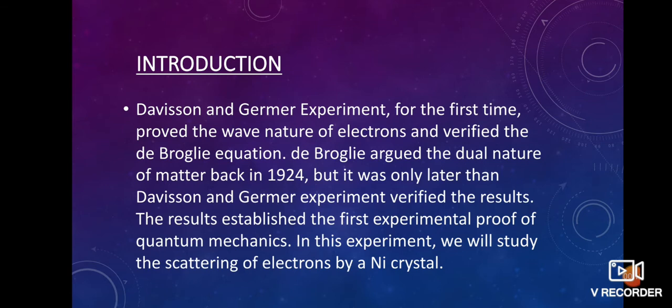So, firstly, I'll give you a brief introduction about this topic. The Davisson and Germer experiment, for the first time, proved the wave nature of electrons and verified the de Broglie equation. De Broglie argued the dual nature of matter back in 1924, but it was only later that the Davisson and Germer experiment verified the results. The results established the first experimental proof of quantum mechanics. In this experiment, we will study the scattering of electrons by a nickel crystal.